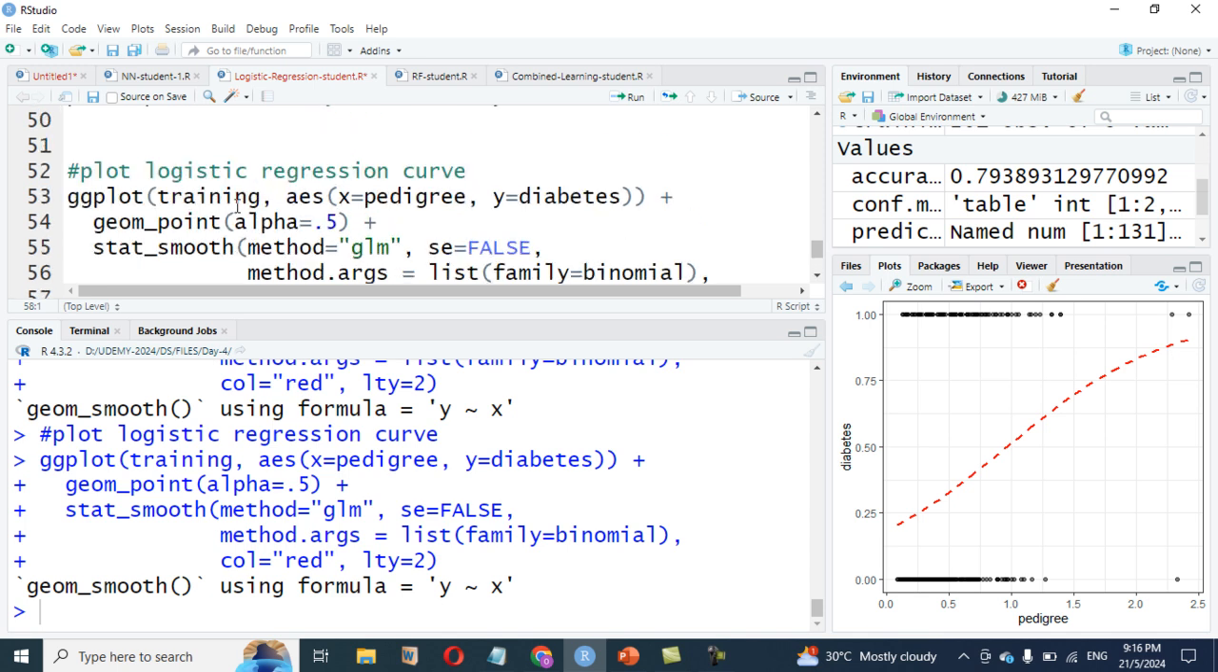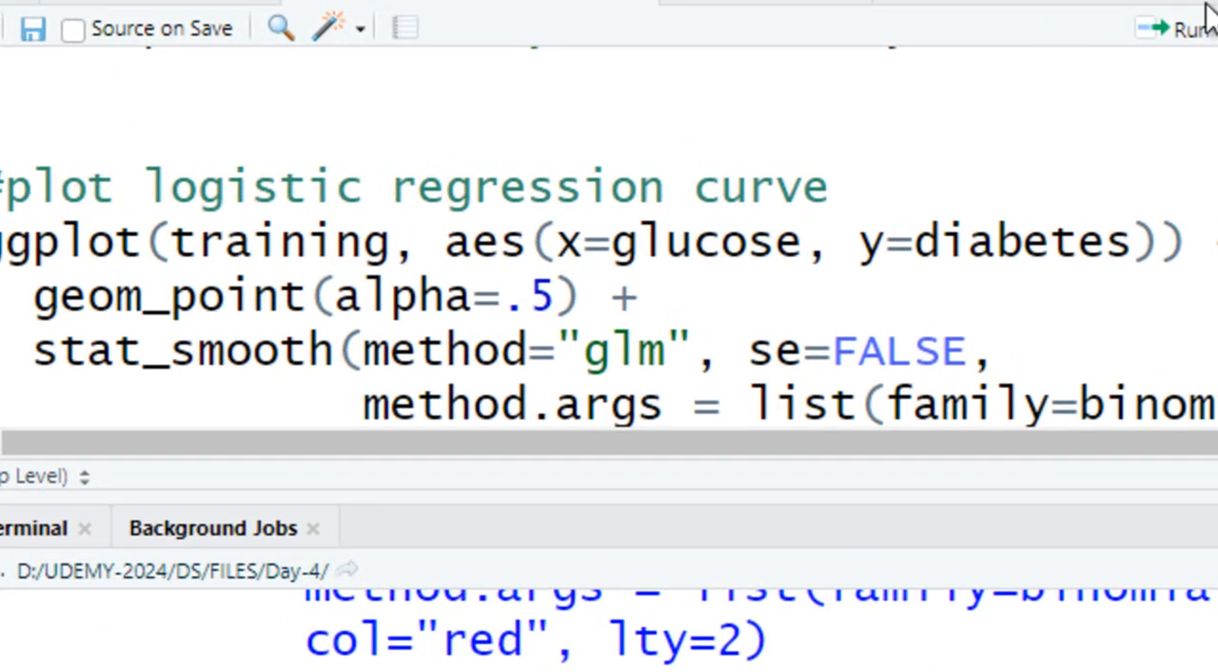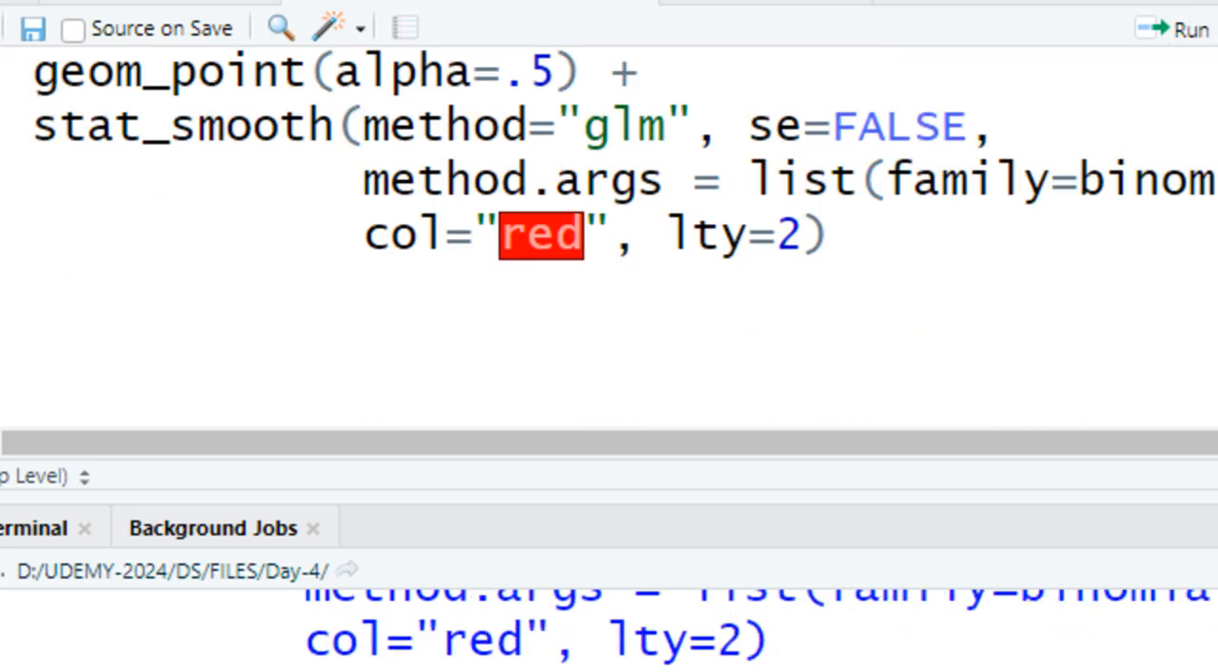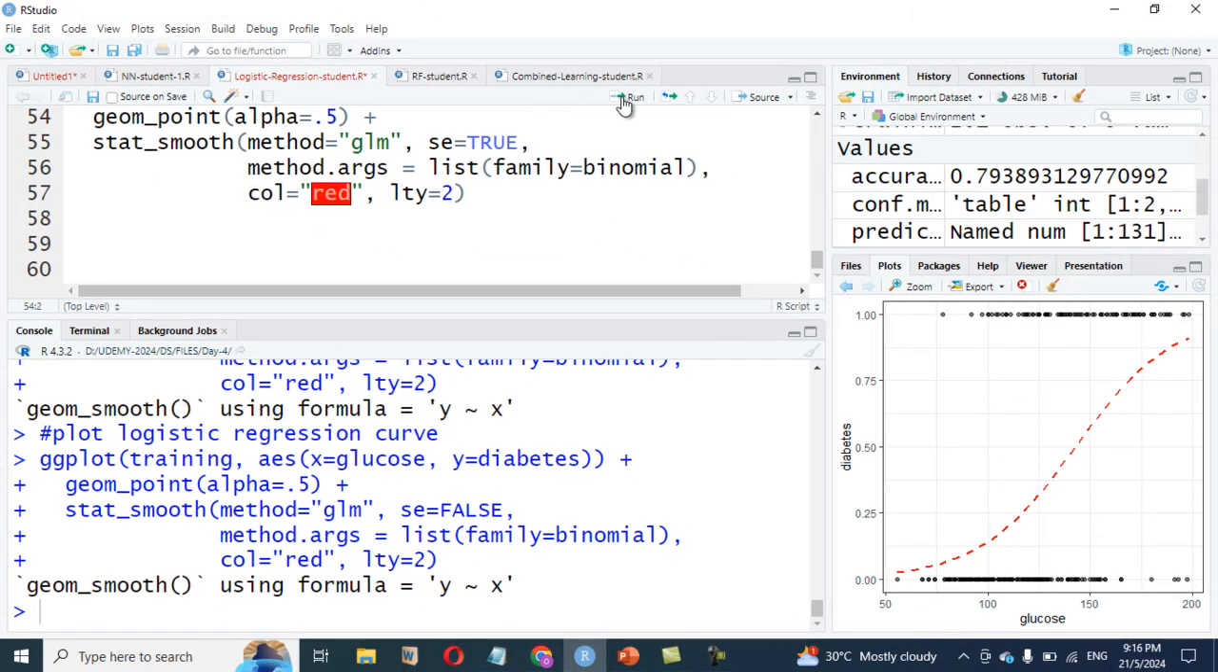So let's now do it for glucose against diabetes. All right, you can see this curve is coming out clear. You can also look at the error by making this error true. So let's make it true. You can see here that the more we go above the threshold, the larger the standard error is. So we can undo that. Let's remove the error, since we don't actually need it.